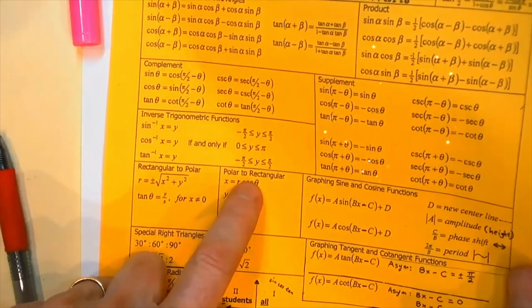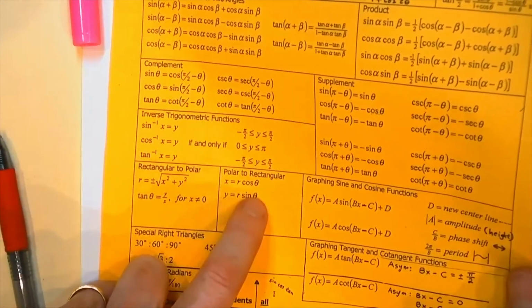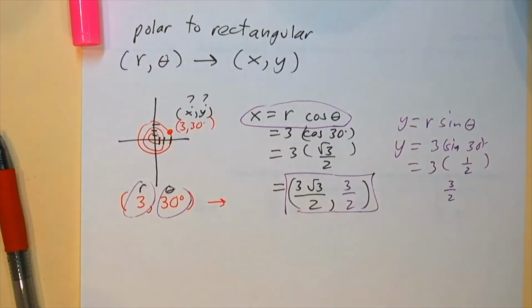So if somebody gives you polar and says rectangular, you're just gonna go, okay, I'll just do the radius times the cosine of the angle, that's the x, and radius times the sine, that's the y. That's the brief explanation. You're in class and get a little better into it.